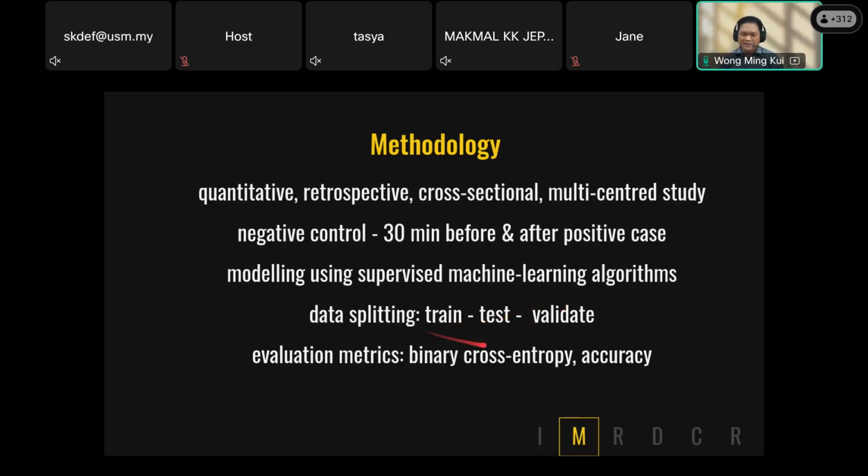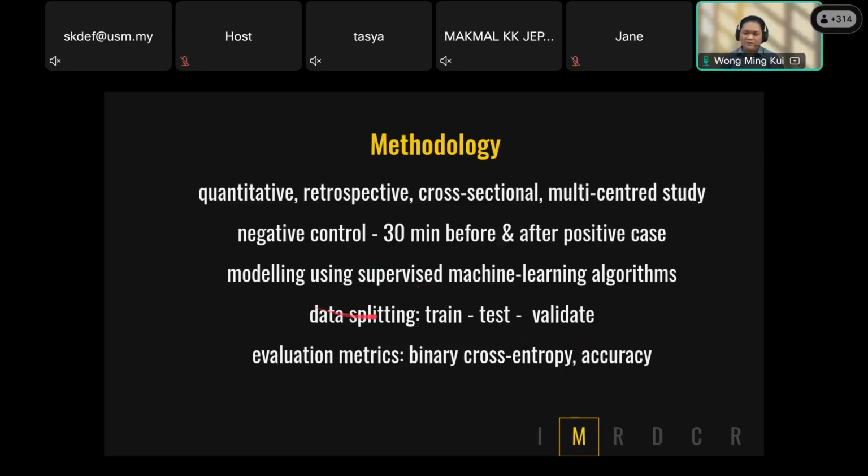In this project, the training and testing data comes from Batu Pahat. However, the validation data comes from hospital Sungai Siput. So I wanted to test whether we can generalize the use of that model, whether we can transfer the model to a different setting, to a different location, or to a different hospital.